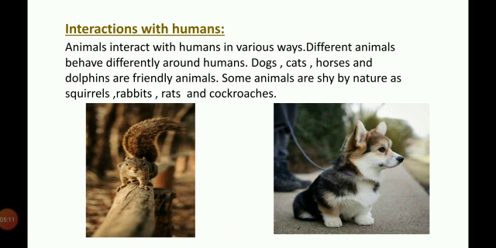Now, interactions with humans. Animals interact with humans in many ways. Each animal behaves differently around humans. Dogs, cats, horses, and dolphins are friendly animals. Some animals are very shy in nature and they run away as they fear people, like squirrels, rabbits, rats, and cockroaches.